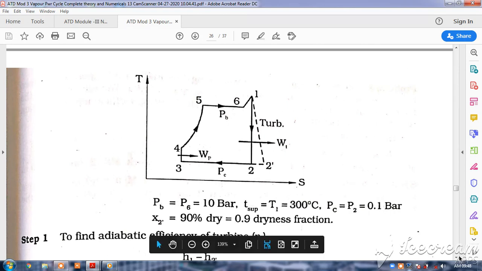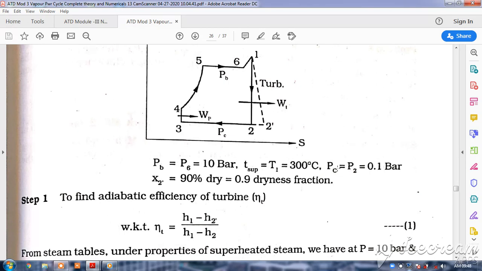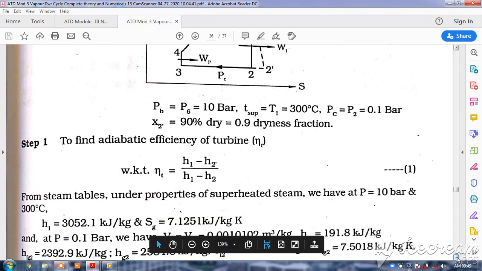Okay, so the given details are boiler pressure, that is P6 is 10 bar, superheated temperature T1 is 300 degrees centigrade, condenser pressure, that is P2, is equal to 0.1 bar, X2 dash he has given as 0.9 dry, and we have to find out the adiabatic efficiency. Now what is the adiabatic efficiency of the turbine? Actual drop is this much, theoretical drop is 1 to 2, so actual divided by theoretical. So H1 minus H2 dash divided by H1 minus H2 is equal to the turbine adiabatic efficiency.